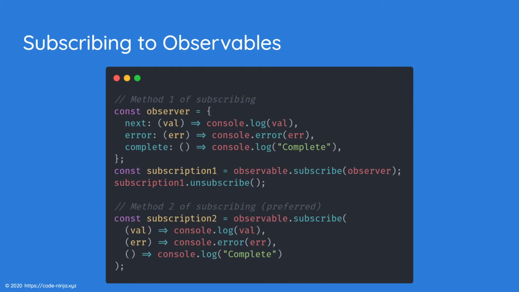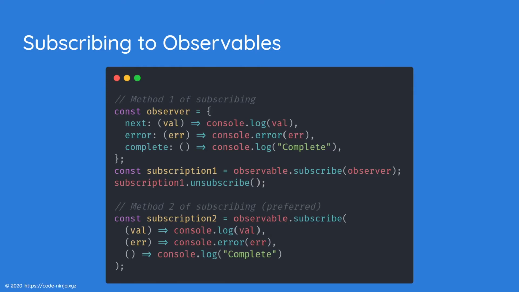This object with these properties is your observer. The subscribe method returns a subscription object. The subscription object has the unsubscribe method. You can call the unsubscribe method, no surprises here, to unsubscribe from the observable.